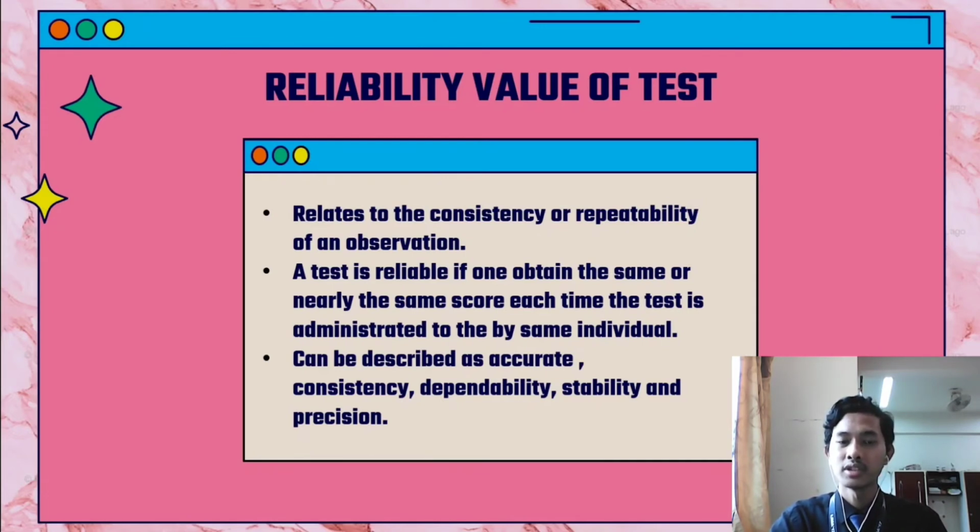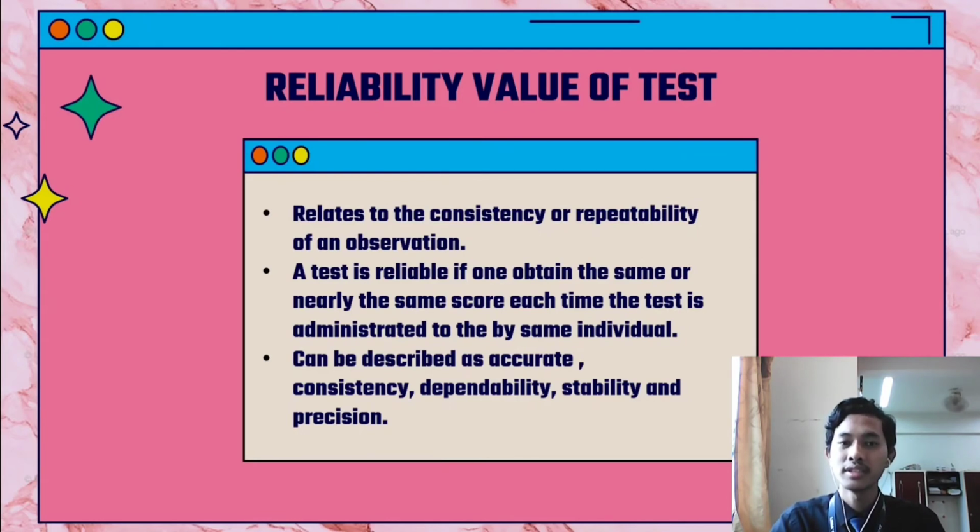In this slide, I will explain the definition of reliability. Reliability relates to the consistency or repeatability of an observation. What it means is testing the consistency of the client doing the exercise repeatedly. A test is reliable if one obtains the same or nearly the same score each time the test is administered by the same individual. If the individual has a different score each time, it shows that the client doesn't have consistency.